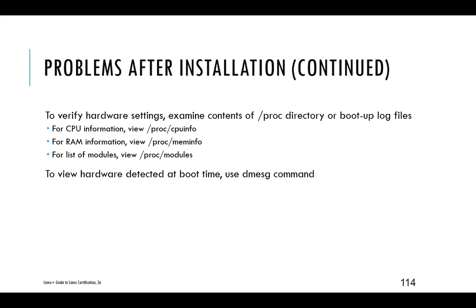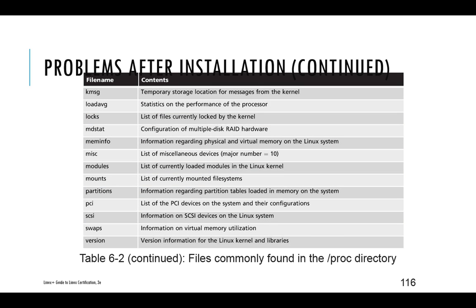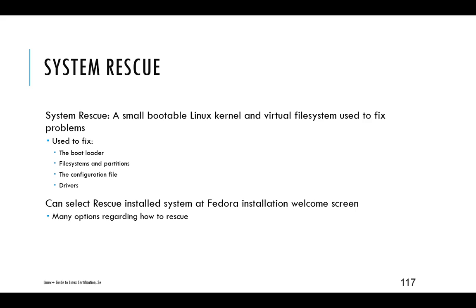To verify hardware settings, you want to look at the processor folder and look at CPU info, memory info, or modules for different specific times if you have any particular boot up problems or any other type of installation that deals with hardware. You want to look in the processor folder. And those are some of the things that you'll see: your interrupts, IRQs, interrupt requests, your command line, CPU info, all the devices, and it gives you information if you had a hard drive fail while you were installing. That's where you can find that information. Like I said, there's a lot of different things you can find in there.